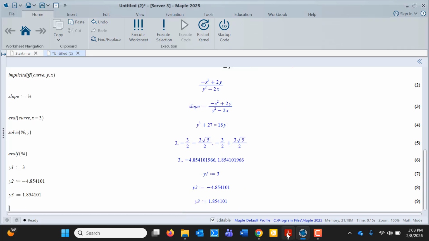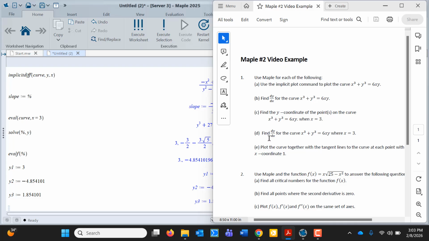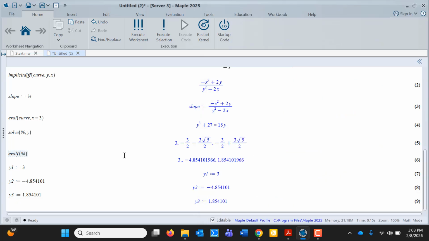Okay, so moving on to part D. Now we want to find out what is the derivative when x is 3. Okay, so if we were doing this by hand, we would take our derivative using implicit differentiation, and we would plug in x equals 3, and we would try to figure out what that derivative value is. Okay, so that's what we're going to do, but we're going to make Maple do it. So first thing I want to know is what the derivative is, and we already did that up here. We defined that to be this slope function.